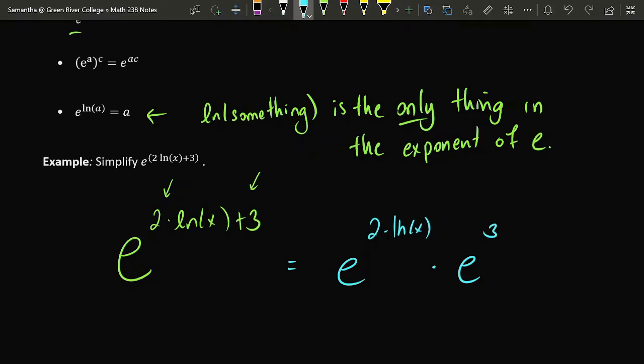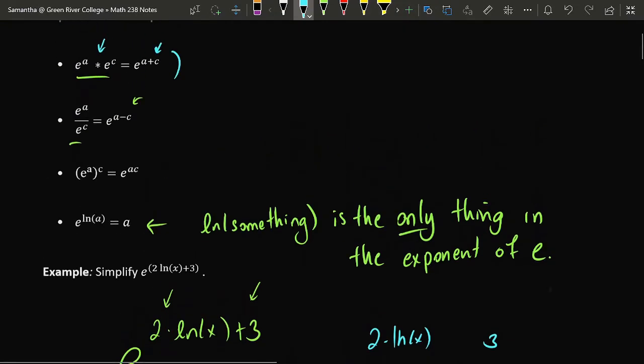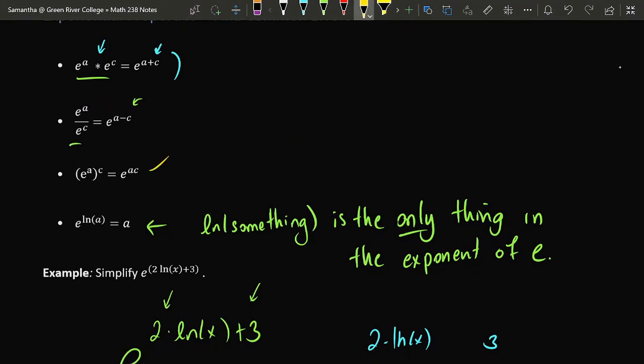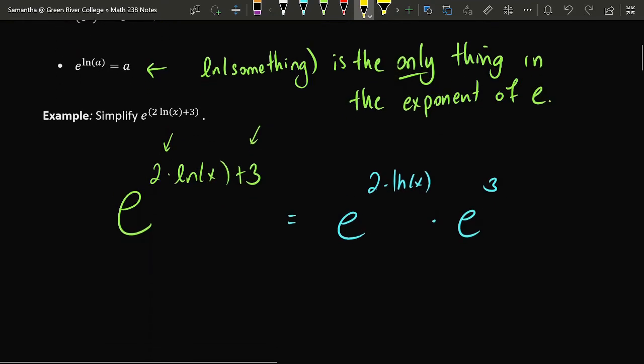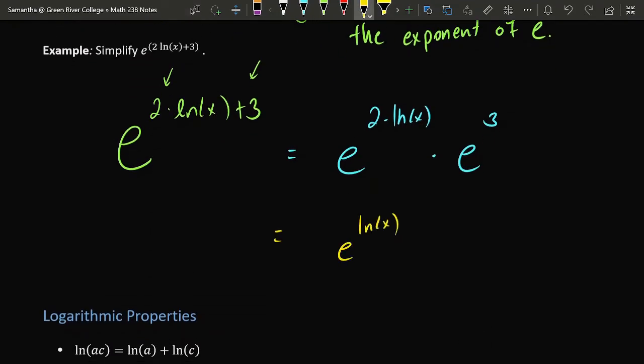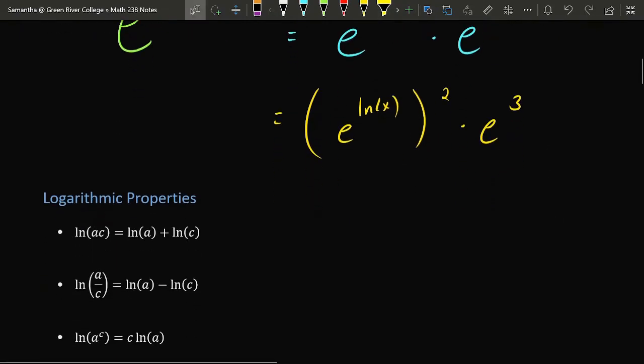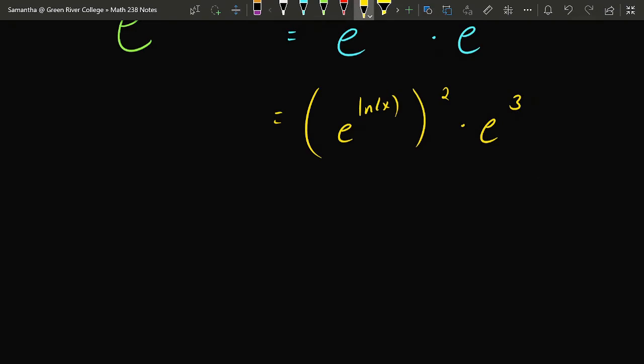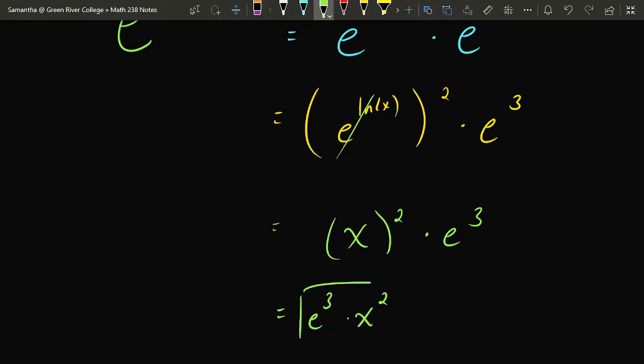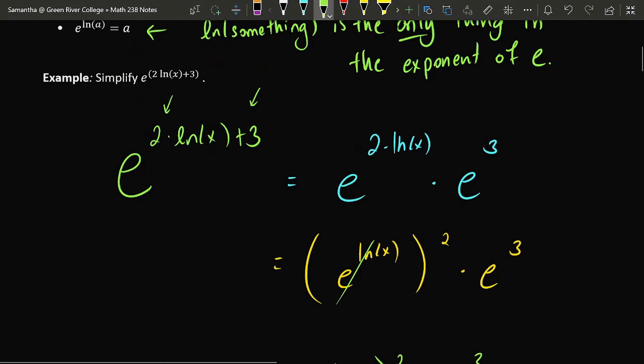Now I'm still working on getting natural log of x by itself in the exponent level, so I need to get rid of that multiplied 2. And to that end, I'm going to use the third property in this list, which tells me what to do if I have a product in the exponent level. It says that I can rewrite this as e to the natural log of x, quantity raised to the power 2, and then we have that times e to the 3rd power from the previous line. Finally, I have e to the power natural log of something, nothing else in the exponent level. So the e and the natural log cancel, and I'm left with x to the power 2 multiplied by e to the 3rd power. Or in more standard notation, e to the 3rd power times x squared. This would be the simplification of the expression that we were given in this exercise.